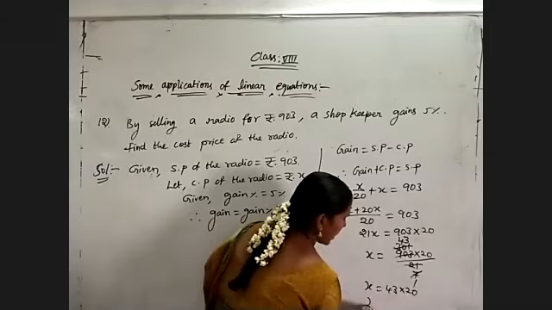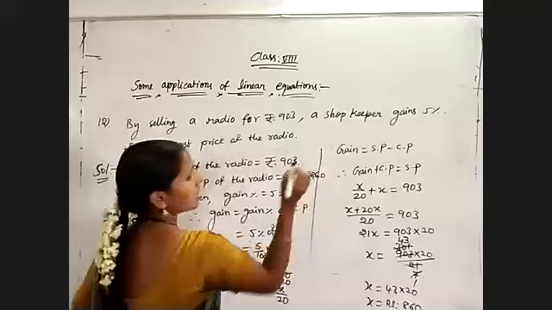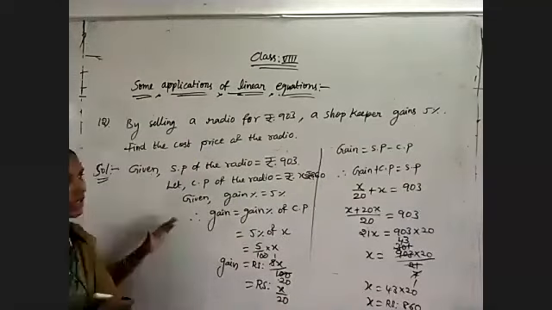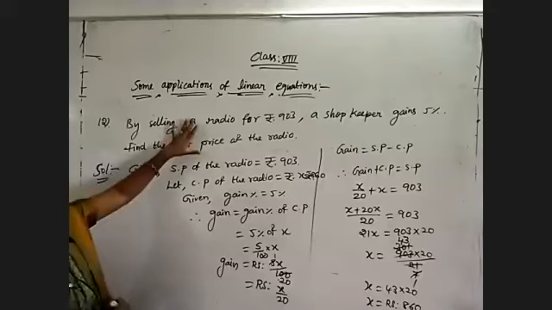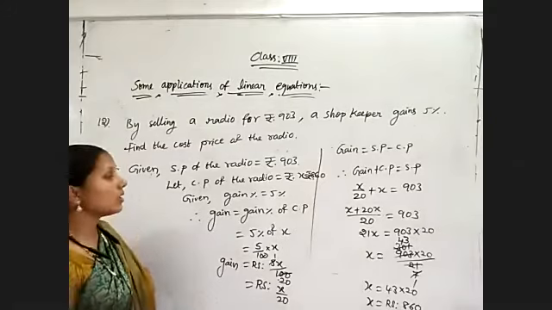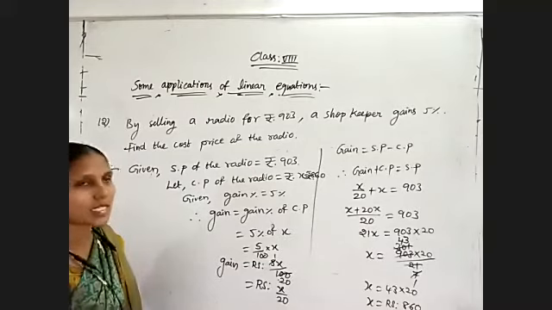So what is the CP of the radio? 860. So once again I am telling, listen, observe. It is a very simple question. So whenever you are getting SP, CP, you need to remember the formulas. The formulas only are important. So we have studied about gain, CP, SP, gain percent, loss percent, all these in ratio and proportion chapter in previous class. In our 7th class, you already studied about this.